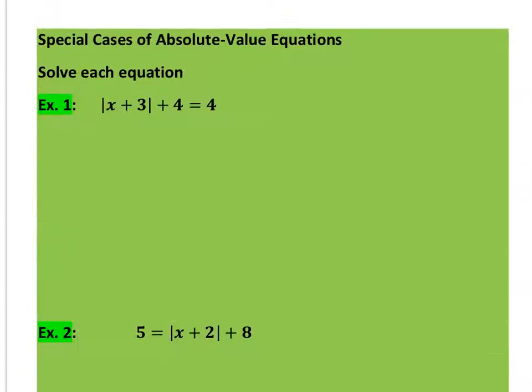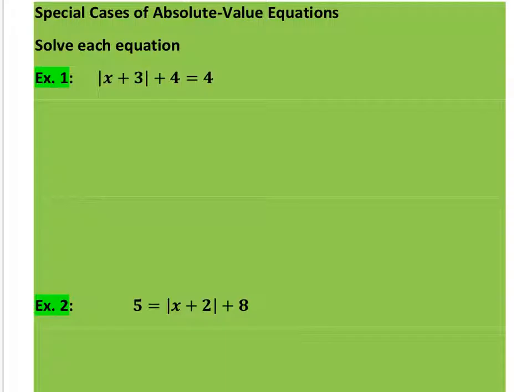Now let's look at some special cases of absolute value equations. So for example 1, we need to isolate the absolute value. So instead of adding 4, we are going to subtract 4 from both sides. And so we get the absolute value of x plus 3 is equal to 0.